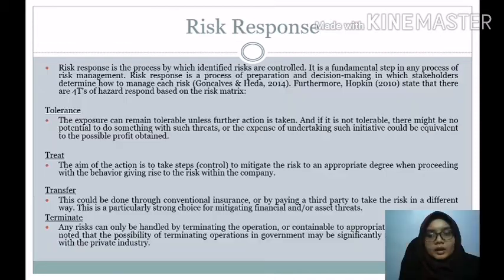Next is risk response. Risk response is the process by which identified risks are controlled. It is a fundamental step in any process of risk management. Risk response is a process of preparation and decision making in which stakeholders determine how to manage each risk. There are four chief responses to a risk, which include tolerate, treat, transfer, and also terminate.